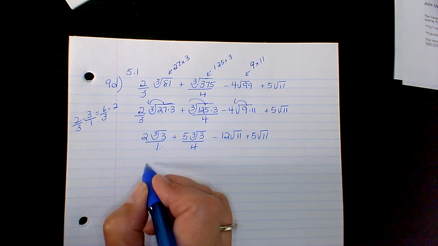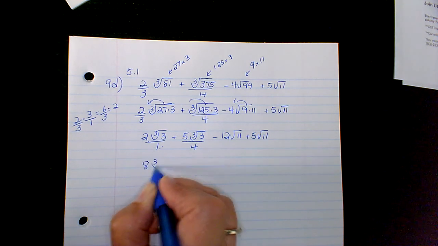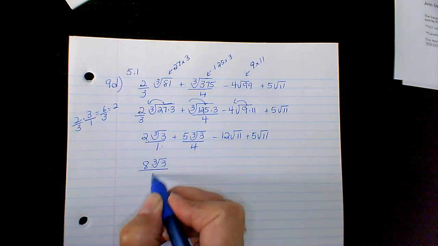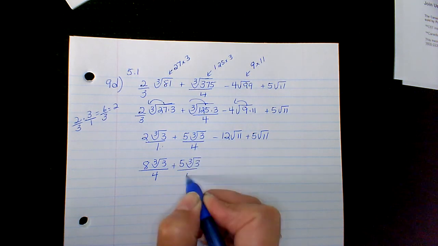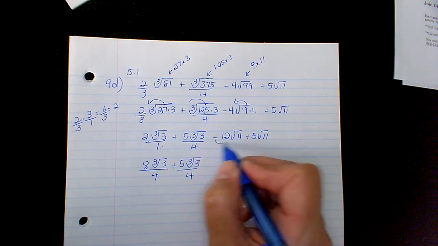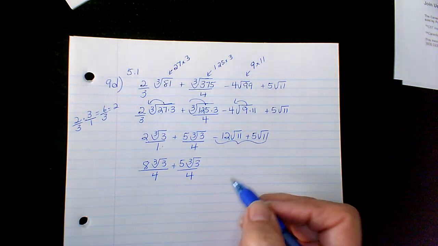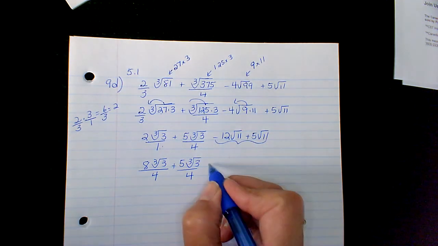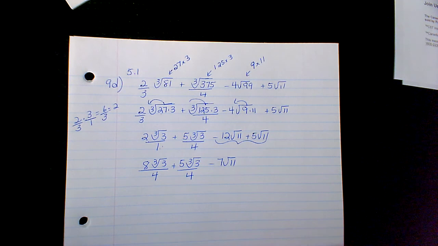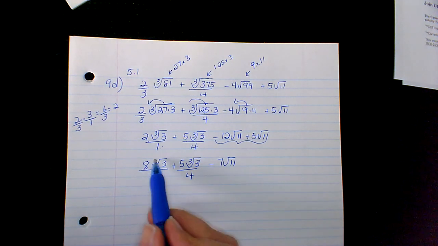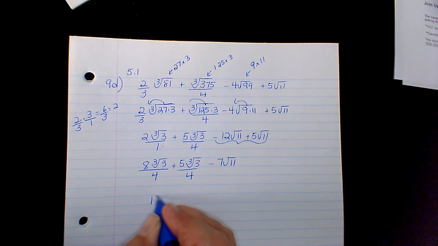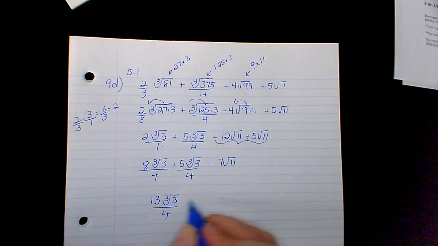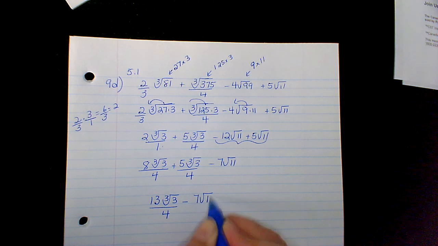So 2 times 4 becomes 8 cube root 3 over 4 plus 5 cube root 3 over 4. And then I'm just going to join those right now. Negative 12 root 11 plus 5 root 11 is negative 7 root 11. And here I have 8 cube root 3's plus 5 more cube root 3's becomes 13 cube root 3's all over 4 minus 7 root 11.